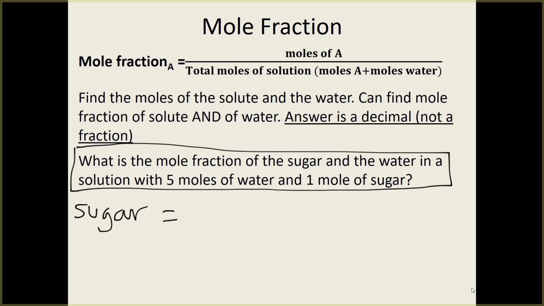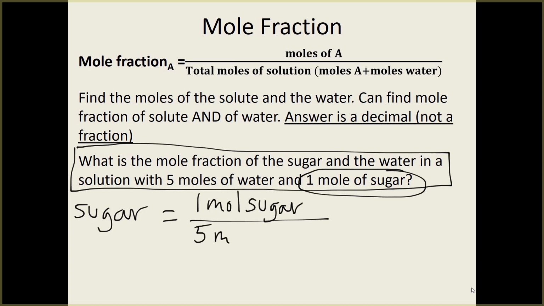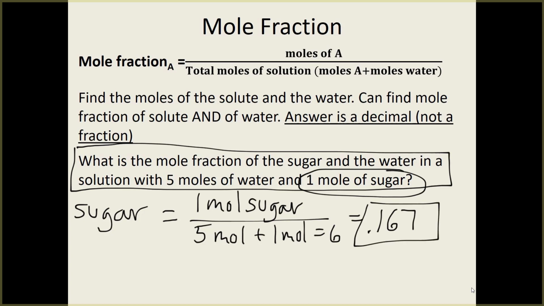We want the total moles of our sugar, which is 1 mole. So 1 mole on top for my sugar, and I'm going to divide it by the total moles of everything. I have 5 moles of my water and 1 mole of the sugar, so that would be 6. My answer is going to be 1 divided by 6, or 0.167. There are 3 sig figs, that's plenty. Notice that there are no units because I end up having moles divided by moles. So this is my answer for the sugar.